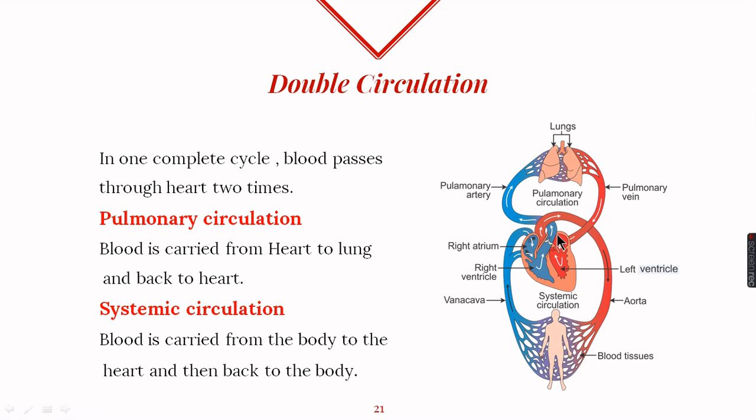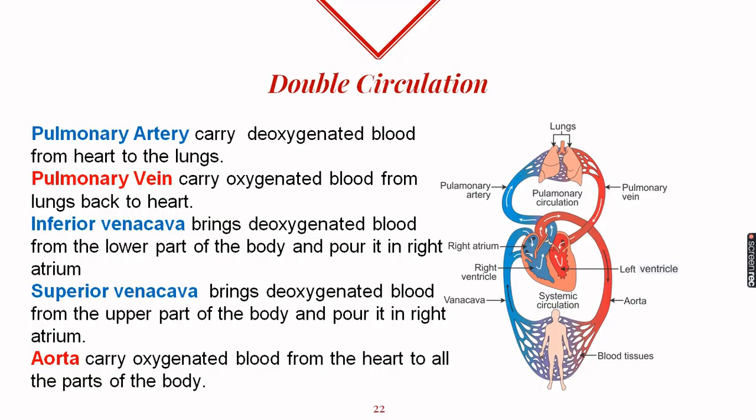The second circulation is when this oxygenated blood from the heart goes to the body, and from the body it is collected back and comes to the heart again. So from heart to body and back to heart is the second circulation, which is called systemic circulation. So this is called double circulation, that in one complete cycle blood enters the heart 2 times. Now let's quickly revise the blood vessels which are taking and bringing blood to or from the heart.